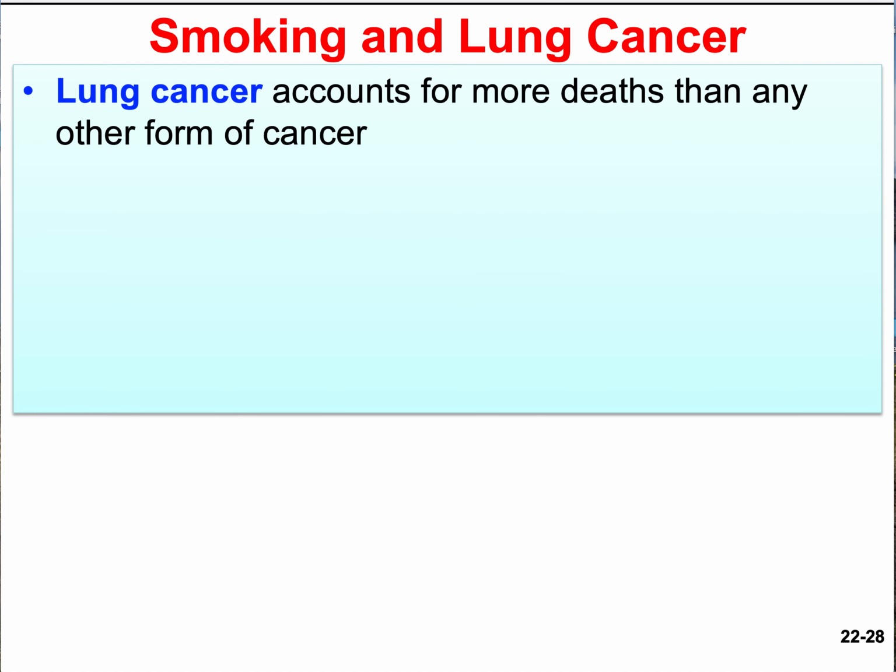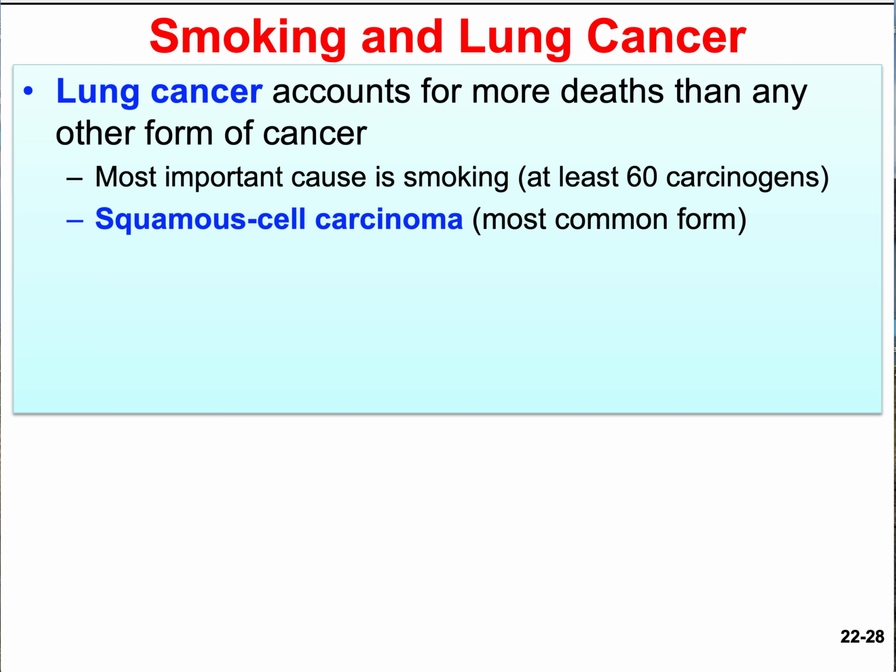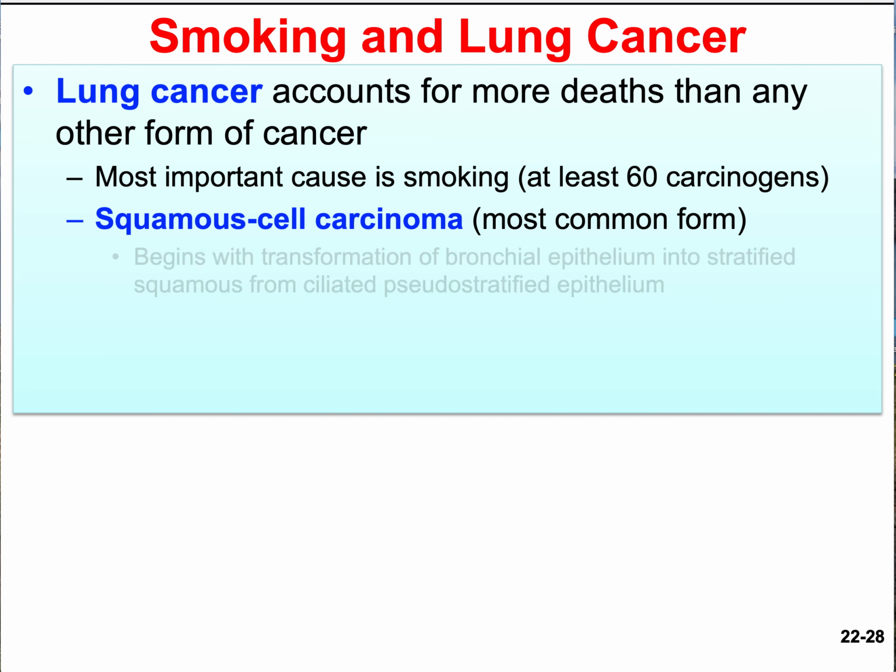Gosh, think I'm done talking about smoking and lung cancer? Nope. Lung cancer accounts for more deaths than any other form of cancer. Well, why? Do we have a mechanism? Yeah, there are at least 60 carcinogens known in cigarette smoke. What happens? Well, squamous cell carcinoma is the most common.